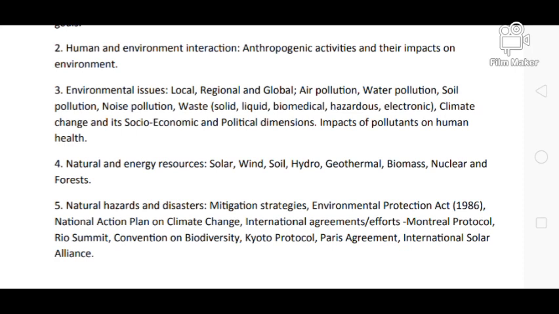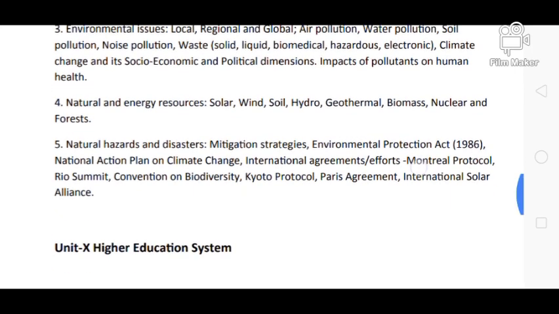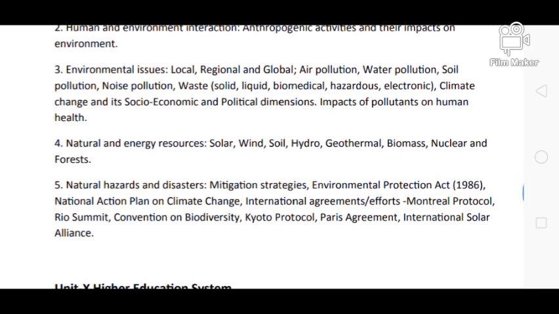Okay, friends. Now let us see the next point, natural and energy resources. We have to know about the natural resources and energy resources. Here we have solar energy, wind energy, soil energy, hydro energy, geothermal, biomass, nuclear and forest. We have to know about these resources.